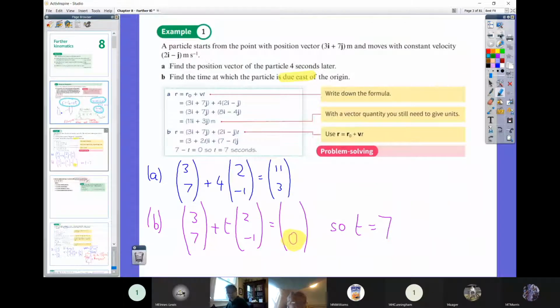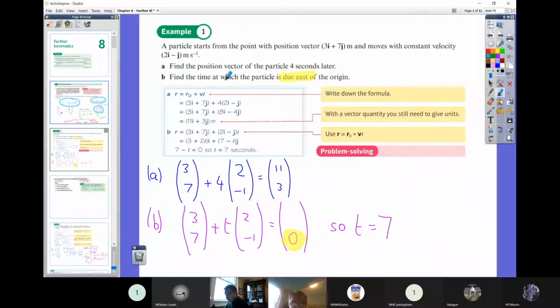Okay, really quickly, if we're just looking at the bit in blue, please. If we start off at the location with the vector (3, 7), and then we're traveling with a velocity of (2, -1) for 4 seconds, 4 times that second vector added together with the first vector means you end up at (11, 3).